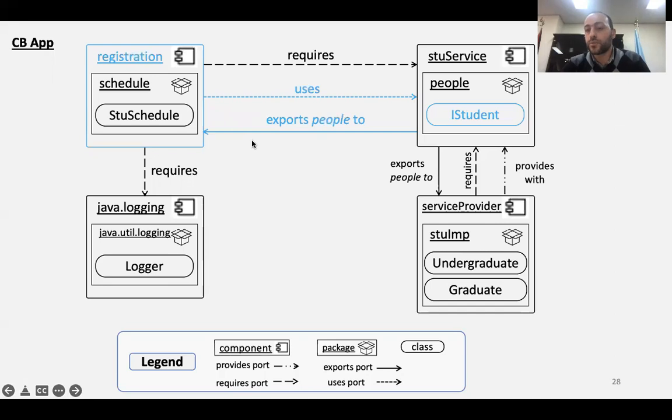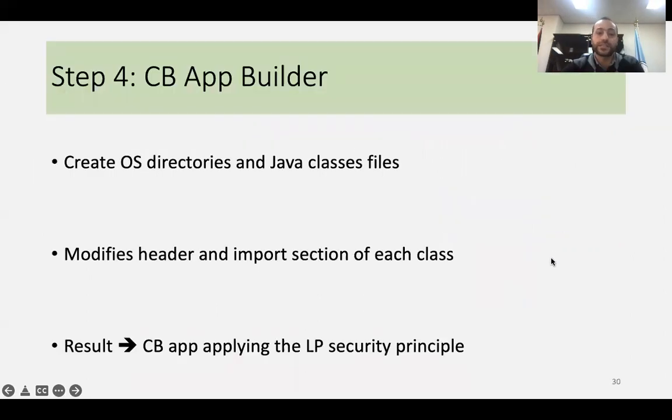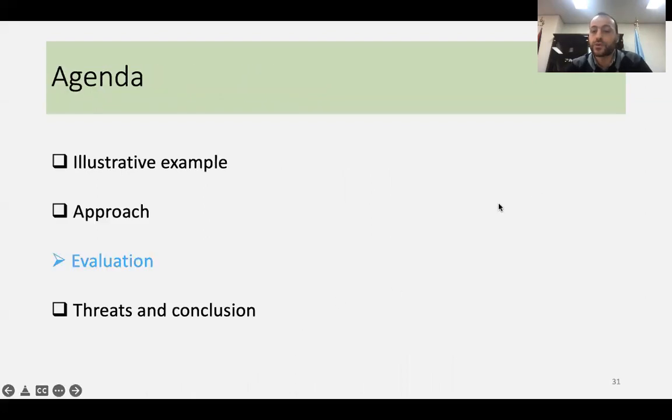We have seen in open source projects that most software engineers just export the package, which may mean that all other components can use it. This increases the attack surface, resulting in an overprivileged application. And the last step creates the component-based application. It creates the required directories and modifies the headers and imports sections. So the result of this step is a component-based application applying the least privilege security principle.